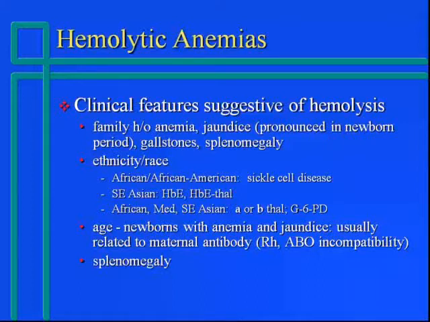This can present in the newborn period with more pronounced hyperbilirubinemia, anemia, and jaundice, although this is more commonly related to maternal antibody, such as Rh or ABO incompatibility. Splenomegaly should also suggest possible hemolysis.